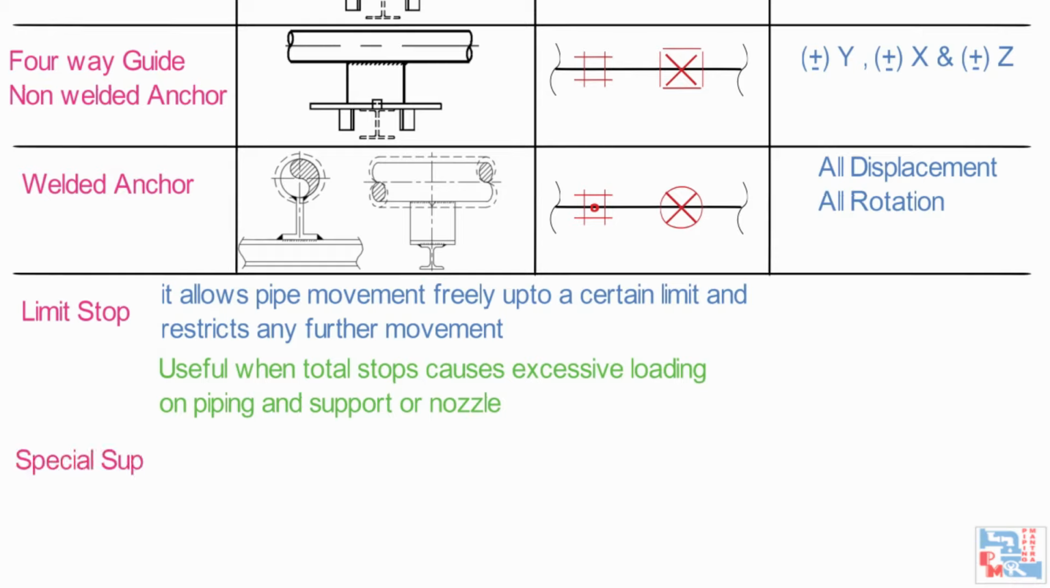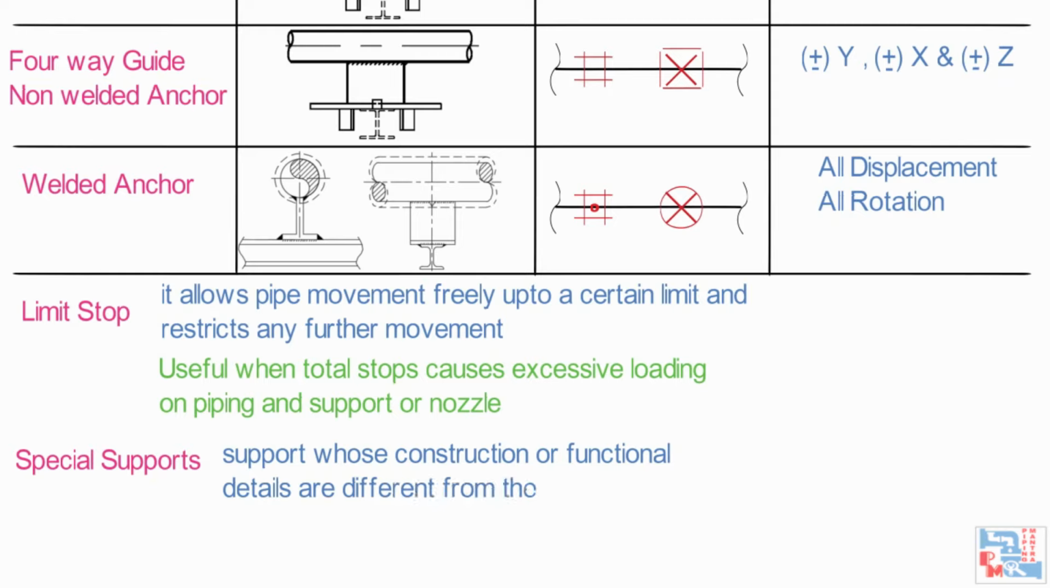Last one is special supports. When we need a pipe support whose construction or functional details are different from the available details, then a special support detail sketch is prepared. The function of this support can be any combination of the above functions.